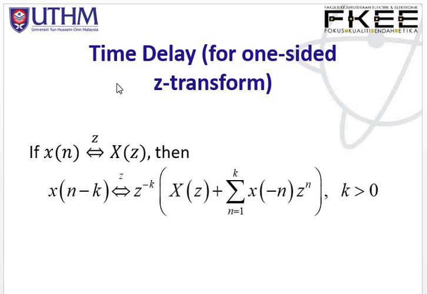And the last property is the time delay for the one-sided Z transform. If the Z transform of xn is xz, then for xn minus k, you will get this one. Okay, so that's all for the properties of the Z transform.